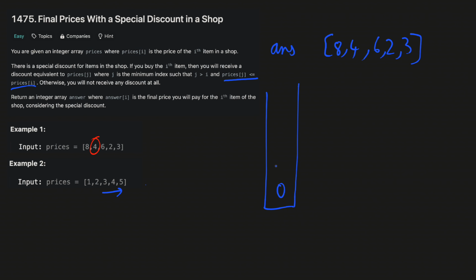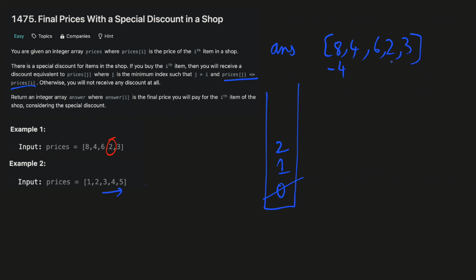Then the next element we see is 4 and 4 is less than 8. So 4 can be used as a discount for 8 and hence we will pop out 8 and apply the discount at 0th index. Now we will push the index of 4 onto the stack because it may find some element on the right which is less than or equal to it. Then the next element we see is 6 and 6 is more than 4. This cannot act as a discount for 4. So we will push the index of 6 onto the stack.